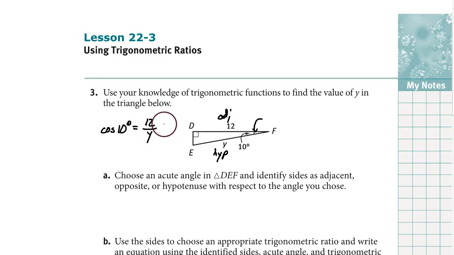Here's what the work would look like. First, multiply both sides by y. These y's cross out, leaving the 12. Then, divide both sides by the cosine of 10. When these cross out, notice that the letter y is alone on the left side of the equation. Now you can take your calculator and type 12 divide cosine 10 and push enter. This is 12.2. We were able to find out how long a side of the right triangle was using trigonometry.